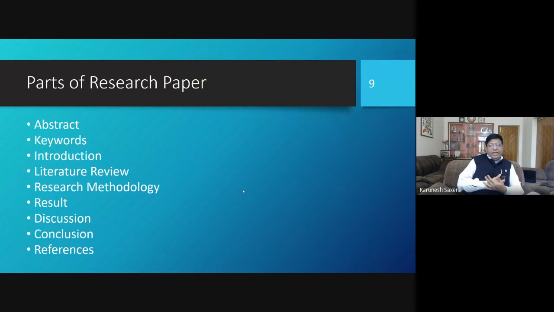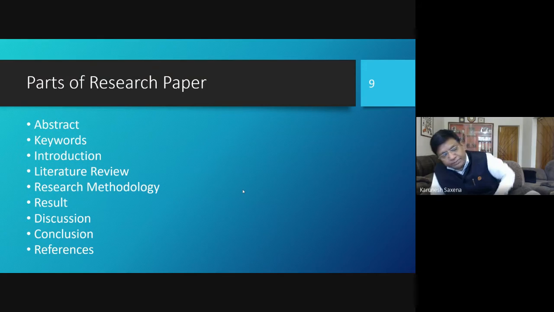Now I come to the last part of my lecture, that is, parts of a research paper. This is a very important part also, because here you need a title, the topic, on the top, then abstract, then keywords. We should not forget the keywords, which we mention in brackets after the abstract, then introduction, literature review, research methodology, results, discussion, conclusion, and references. So from the topic to the references, that is the complete paper. I have taken up the template of an empirical paper to make things clear to you.